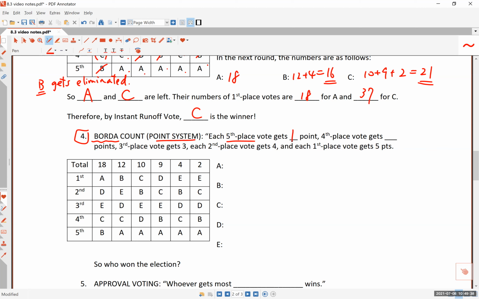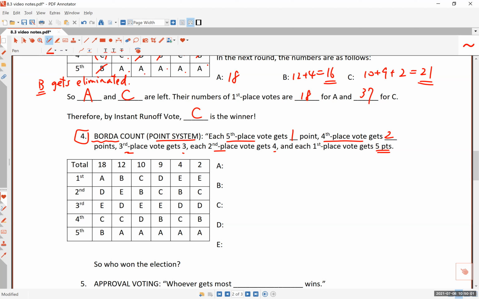Every time you get a 4th place vote, you get 2 points. And then 3 points for the 3rd place, and 4 points for a 2nd place vote. And if you get a 1st place vote, each of them will count as 5 points. Make sense? Yeah, it should make sense, right?